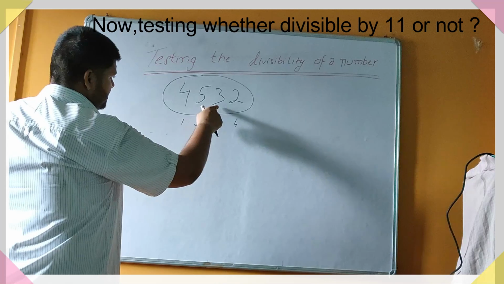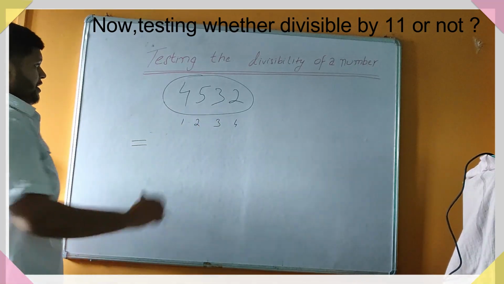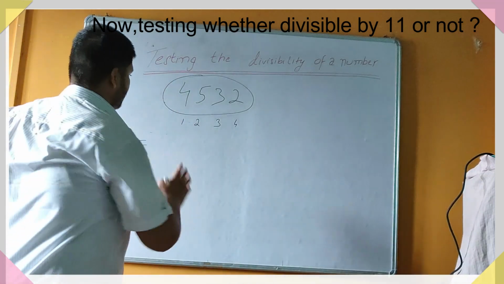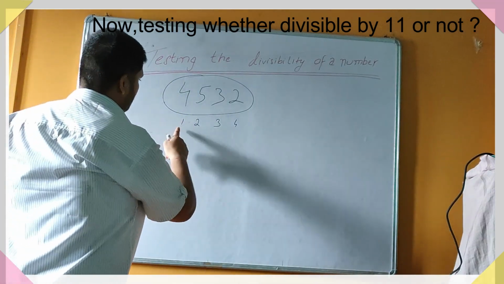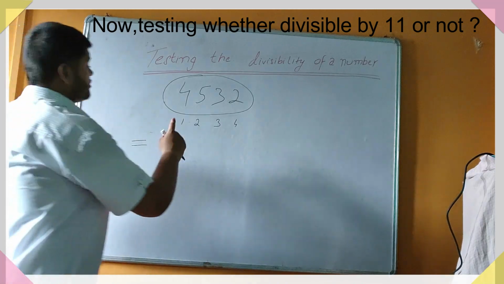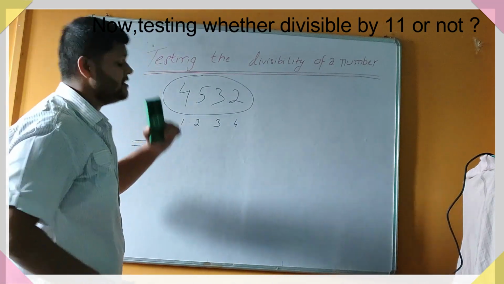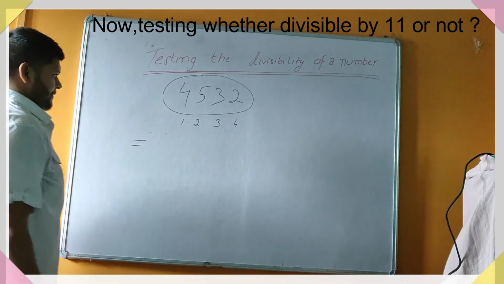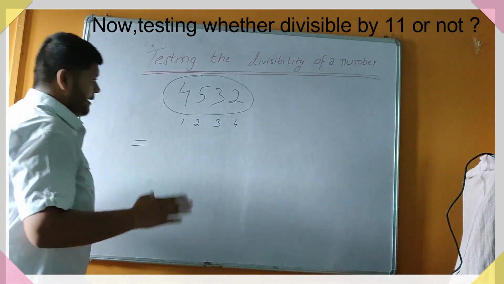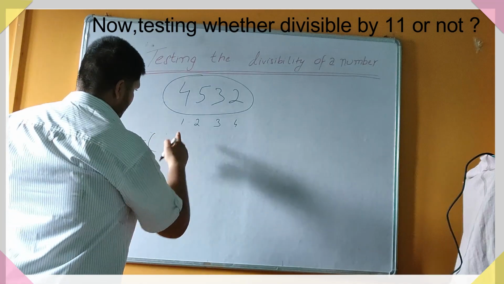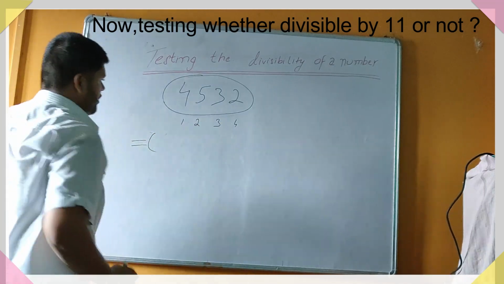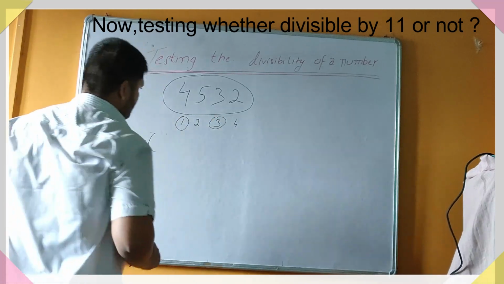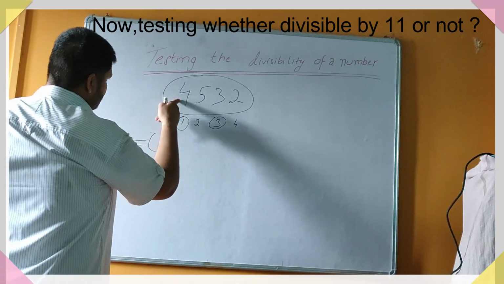Don't think that here it is 3, I am writing 3. No. If any number is given, you have to number it from the right hand side. That is 1, 2, 3, 4. Okay. In this, you have to add all the odd numbers. Here odd numbers are 1, 3. So in the place of 1 you have 4.